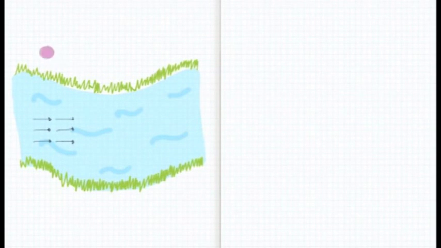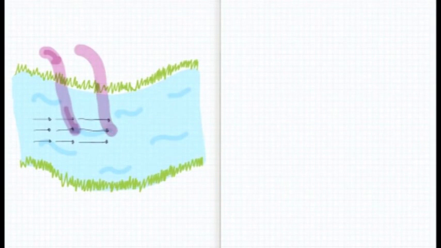Now imagine we add a pump that pumps water into the river. Downstream, there will be more river flowing, so the vectors are longer, representing a greater flow rate. Now imagine we have a vacuum that sucks up water from the river. Downstream, we expect there to be less water flowing, so the vectors are shorter.